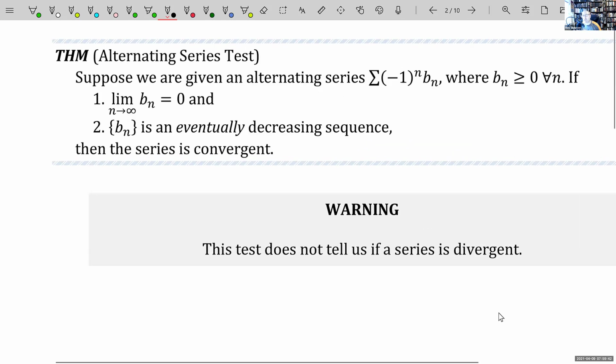Now let's introduce ourselves to the alternating series test. Now, the alternating series test, I'm not going to prove this one, mainly because it is a bear to prove. It's actually not a fun test to prove. There's not really something that you're going to gain from the proof of it.